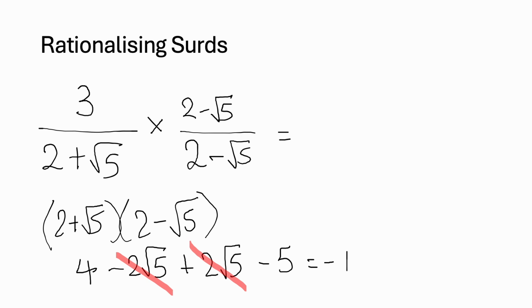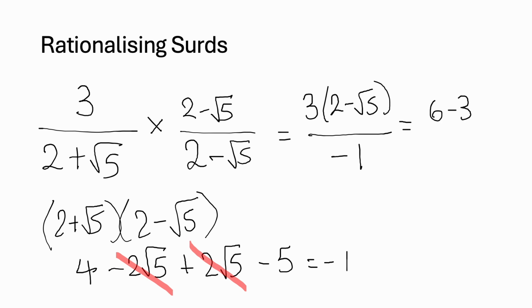Which is minus 1. So minus 1 at the bottom, and then 3 times 2 minus root 5, which we get as 6 minus 3 root 5 over minus 1, which is the same thing as saying minus 6 plus 3 root 5.